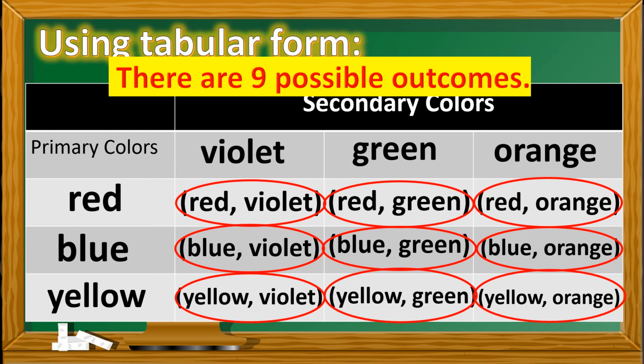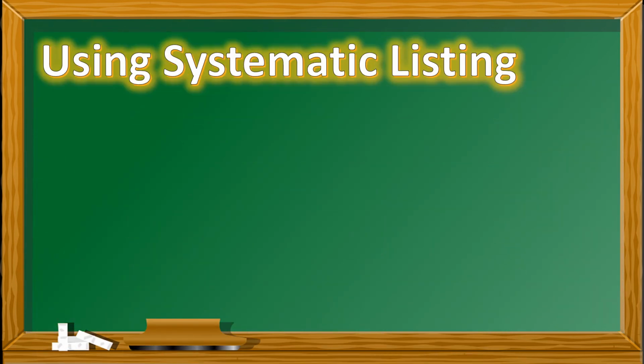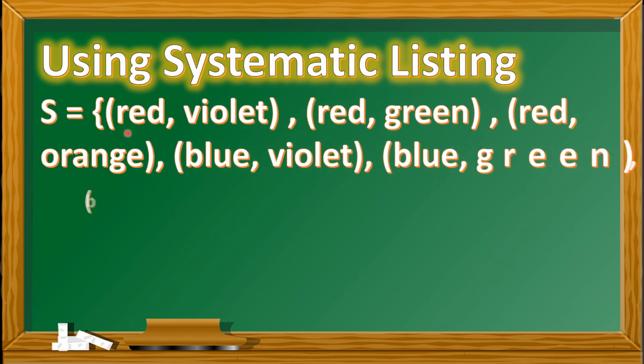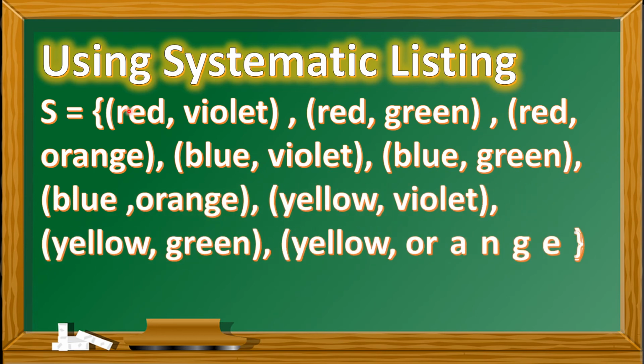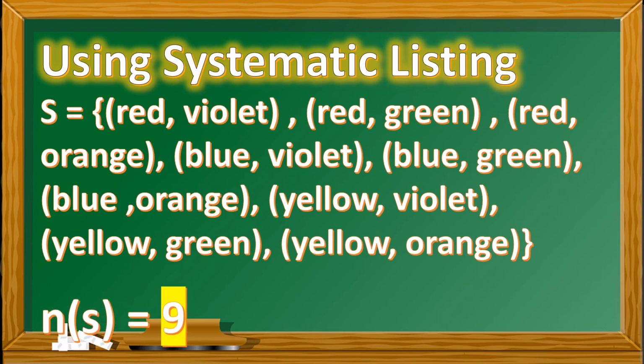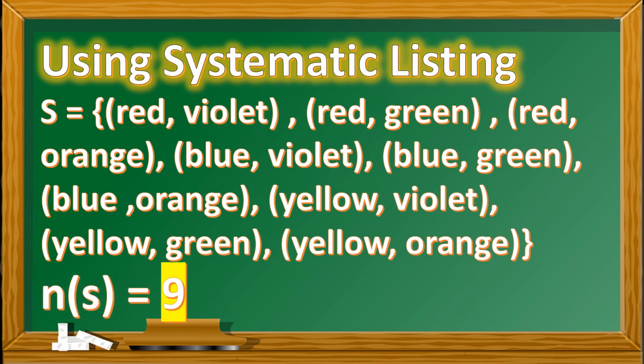So let's proceed with the next method, which is the systematic listing. So again, you're just going to list it again. So starts with red and then combine it with the first secondary color, which is violet, then red again, then green, red, then orange. Then proceed with the second primary. We have blue, violet, blue, green, blue, orange, and next we have yellow, violet, yellow, green, then yellow, orange. So count everything here or every combination there. So therefore, you have the number of sample space which is equal to 9.